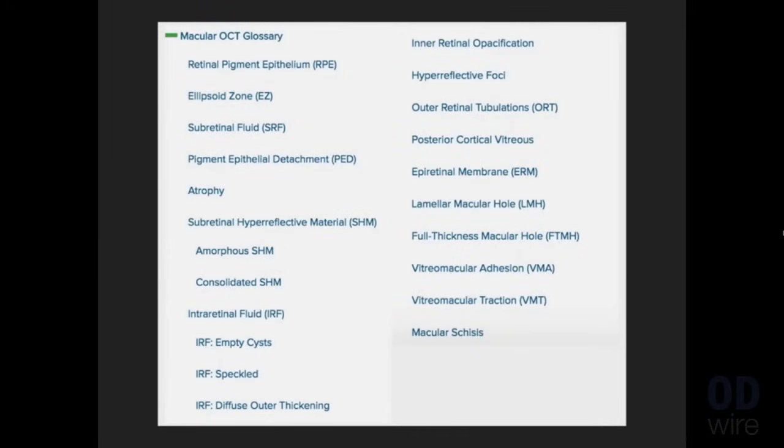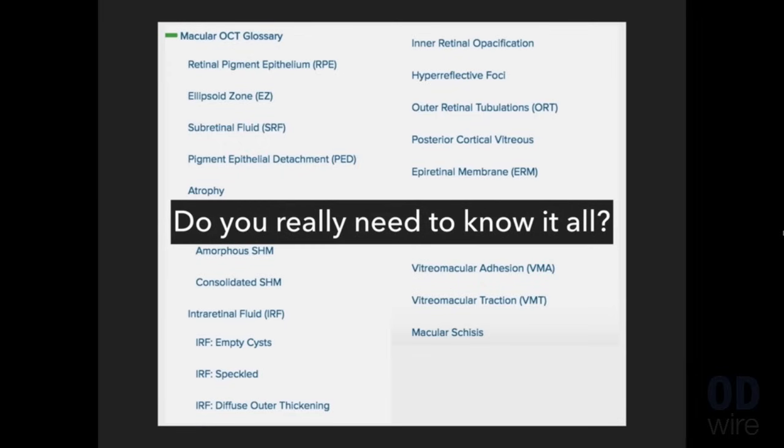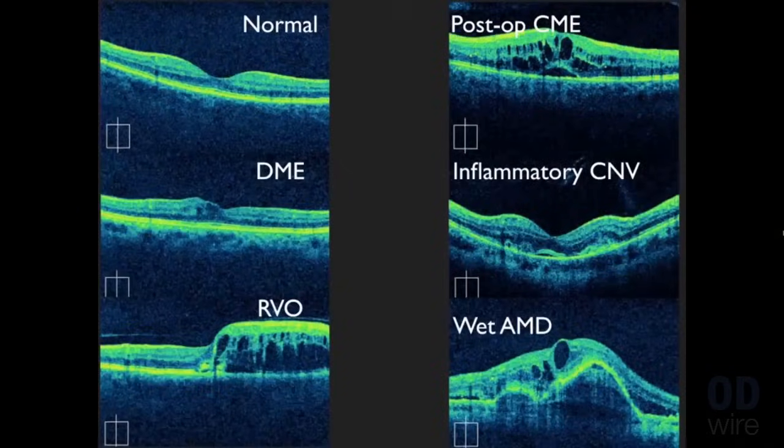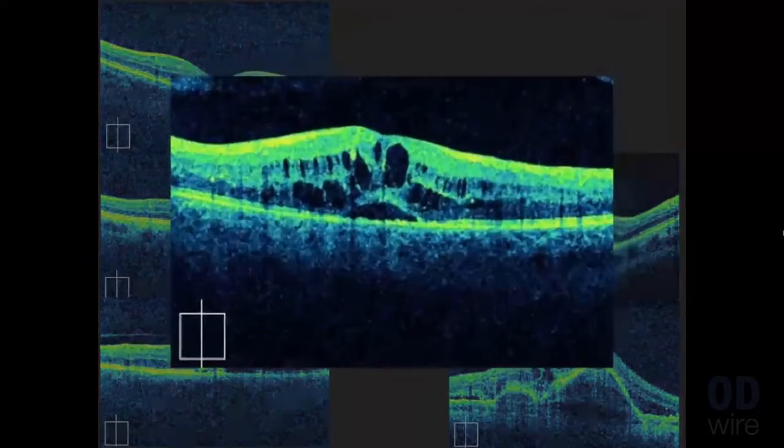Okay, so we've got this big list, and I think the obvious question becomes, well, do you really need to know it all? Well, you of course know my bias is already going to be yes. You really do need to know all of these terms. But let me hammer home one more time as to why that's so important. Here, we've got our 6-up example of the different types of pathologies that you can run into.